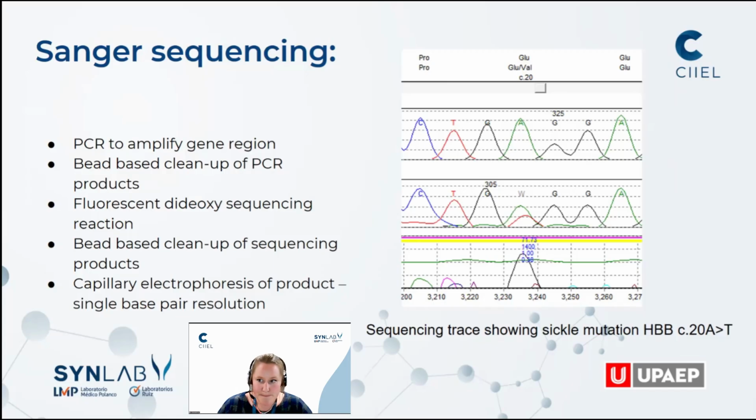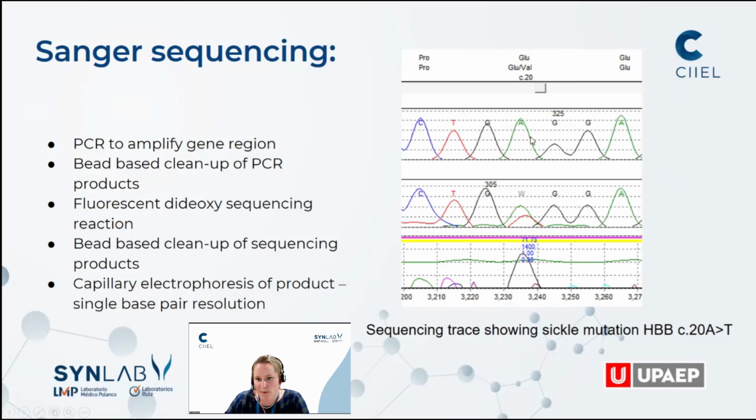The sequencing products are then cleaned up using another bead-based cleanup process, and then the cleaned up sequencing products are run out on a capillary electrophoresis machine where we get this single base pair resolution. And on the right here, you can see an example of the sickle mutation shown on a Sanger sequencing trace.